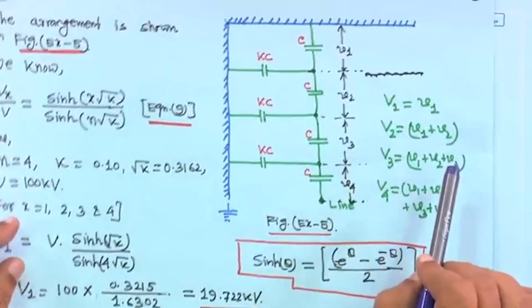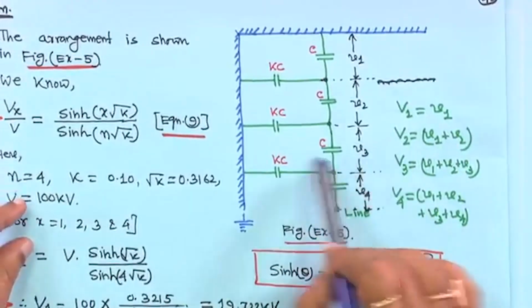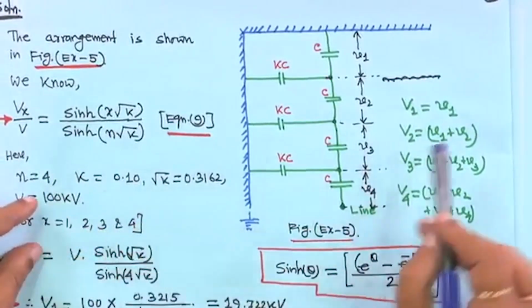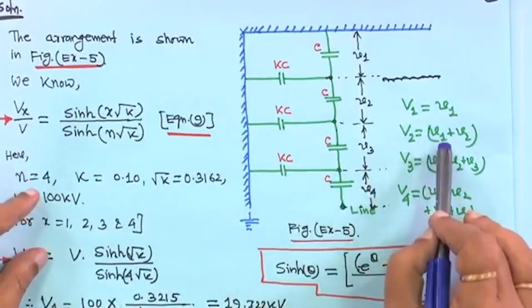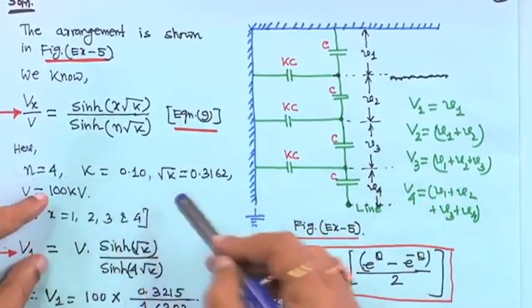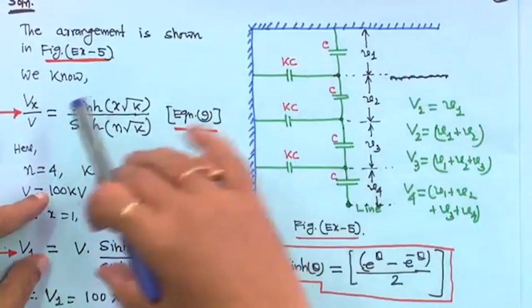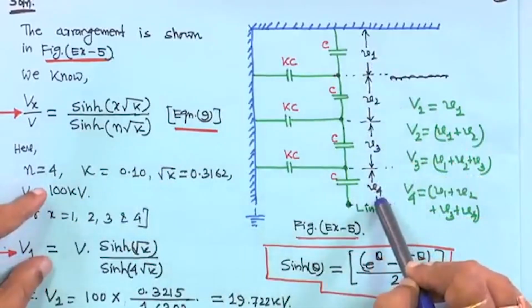Just let me tell you one thing, please do not confuse this with the other examples, because we have taken it as a long line. Please do not confuse this with the previous one, because here the nomenclature is different from the previous one. These are all small v1, small v2, small v3, small v4.